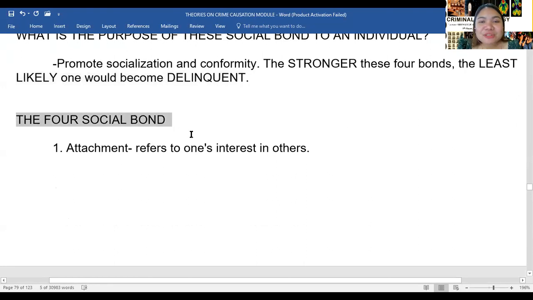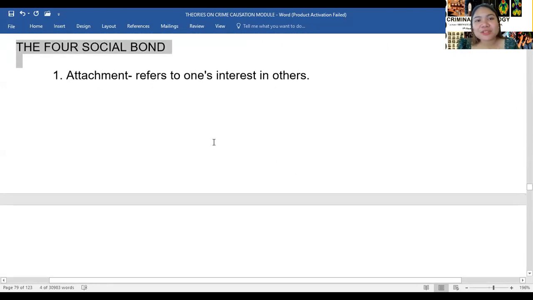So, the four social bonds. Now let us discuss the four social bonds. Again, the idea is very simple. Hirschi said there are four social bonds in our society that stop a person from committing crime. That is what is called BICA. Belief, involvement, commitment, attachment. Let us discuss first the A. Attachment refers to one's interest in others.